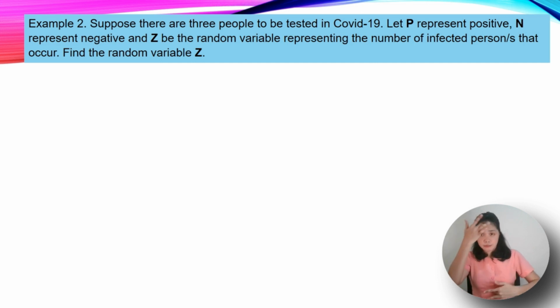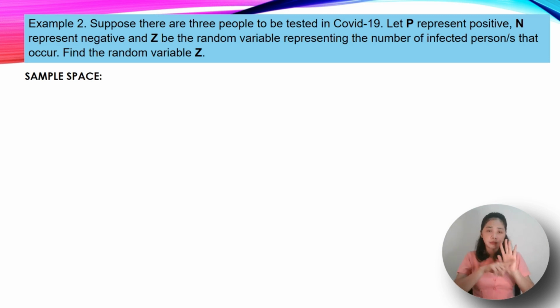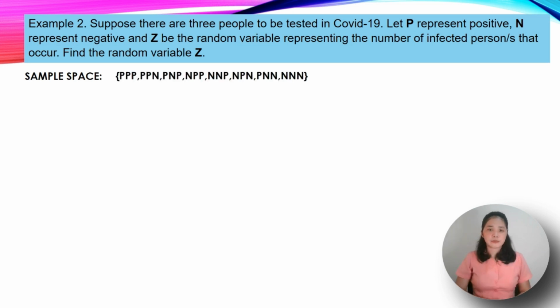So again, let's have its sample space. How are we going to get the sample space? We have two possible outcomes, positive and negative. Then there are 3 people tested. So we have here 2 raised to 3 or 8. So there are 8 possible outcomes. And these are PPP, PPN, PNP, NPP, NNP, NPN, PNN, and NNN.